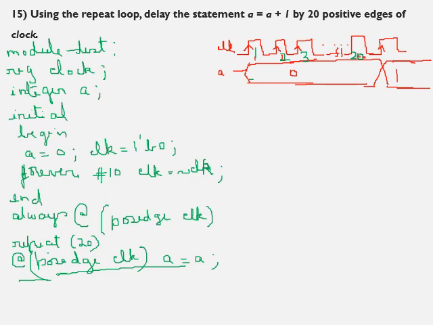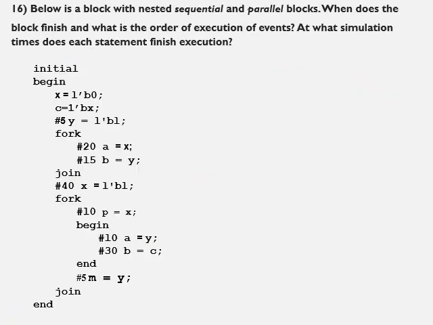So if it repeats 20 times, it will count 20 positive edges of the clock, or 20 clock pulses. For 20 clock pulses the a value will be held to itself. After 20 clock pulses it will come to the next line. There I say a equal to a plus 1. So this is the end of your always block. So I have to put a begin for this always block and end, and finally end module. Okay. Next question.